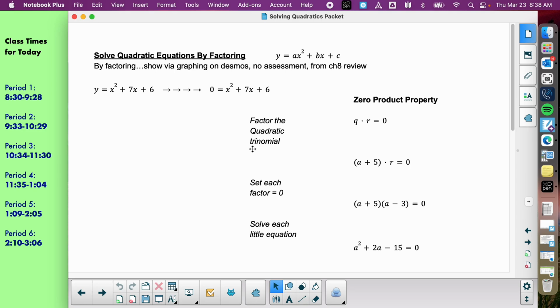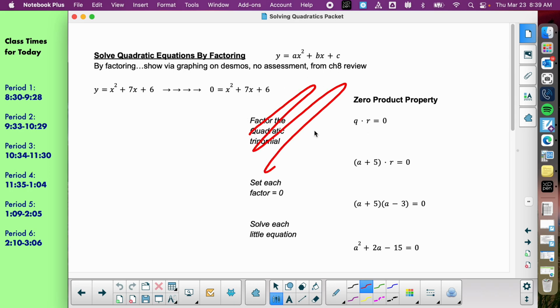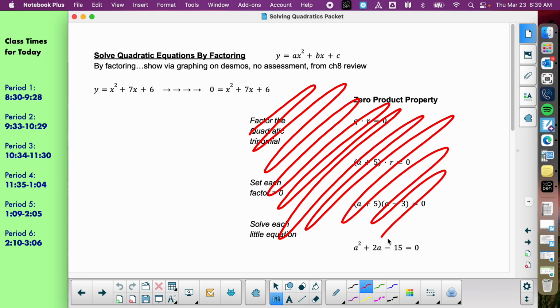Let's start by ignoring most of the stuff on the right, which there's nothing wrong with, but I like to present it slightly different, so you don't have to cross it out of yours. I'm just telling you I'm not going to use it.